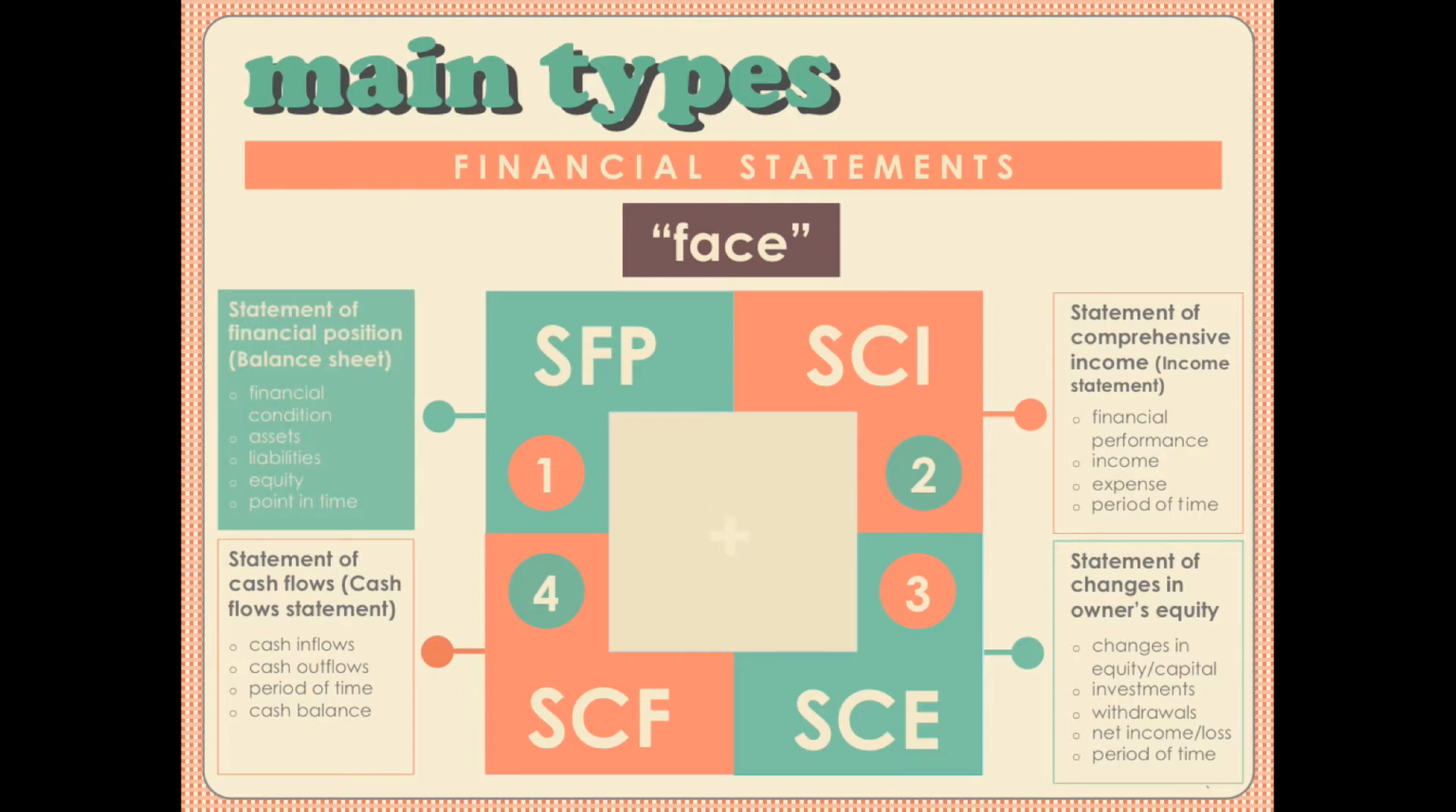First, we have the statement of financial position or the balance sheet. So this provides information about the financial condition of the company, its assets, liabilities, and equity. The amounts presented here are balances at a point in time, a specific date like December 31, 2020. For example, it tells us how much cash the company has on December 31, 2020.